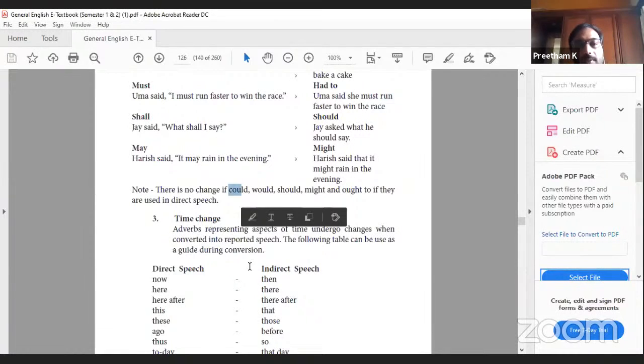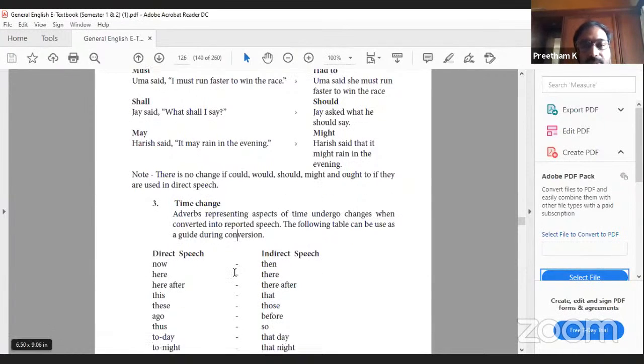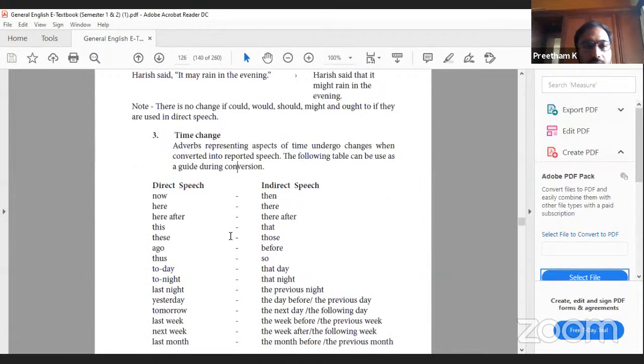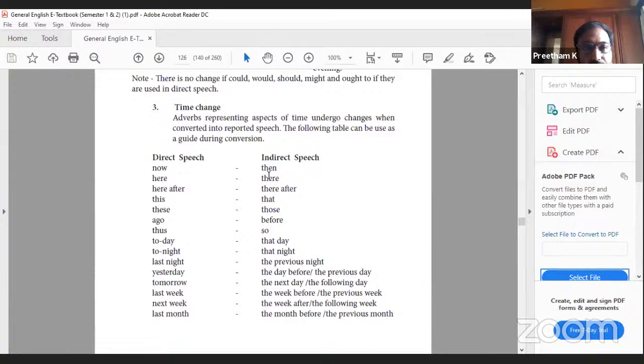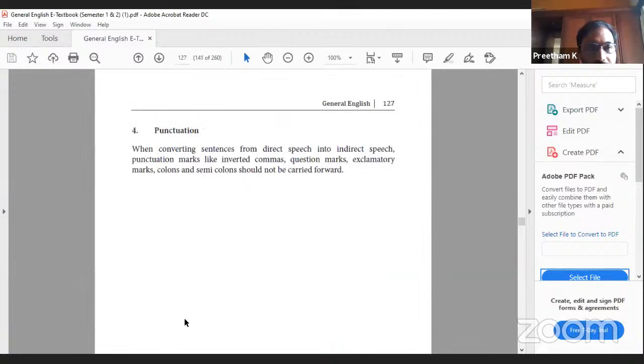Then time change. Adverbs representing aspects of time undergo changes when converted into reported speech. The following table can be used as a guide during conversion. This is very much important. Now becomes then, here becomes there, hereafter becomes thereafter, this becomes that, these becomes those, ago becomes before, thus becomes so, today, that day, tonight, that night. So like this, you have various examples.